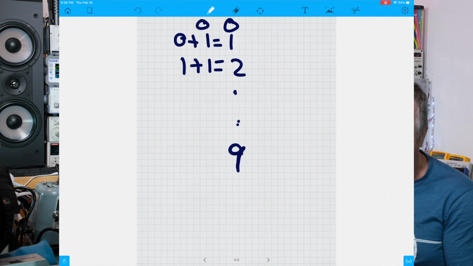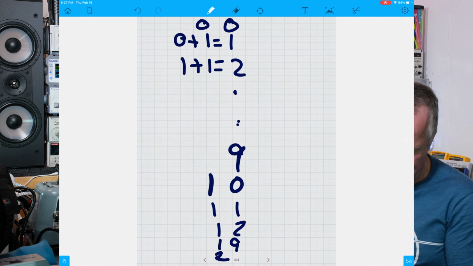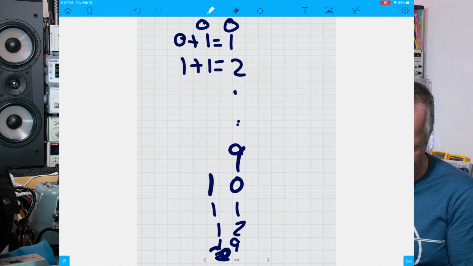And then after that, what do we do? We carry 1. So then we got a 10. And then we keep on adding 1s. So the next one's 11. We added 1, add another 1, and we go down until we get to 19. And then we carry 1, and we get 20. Whoops, my notebook doesn't want to let me do a 0 there. There we go. Yeah, it didn't let me do a 0.